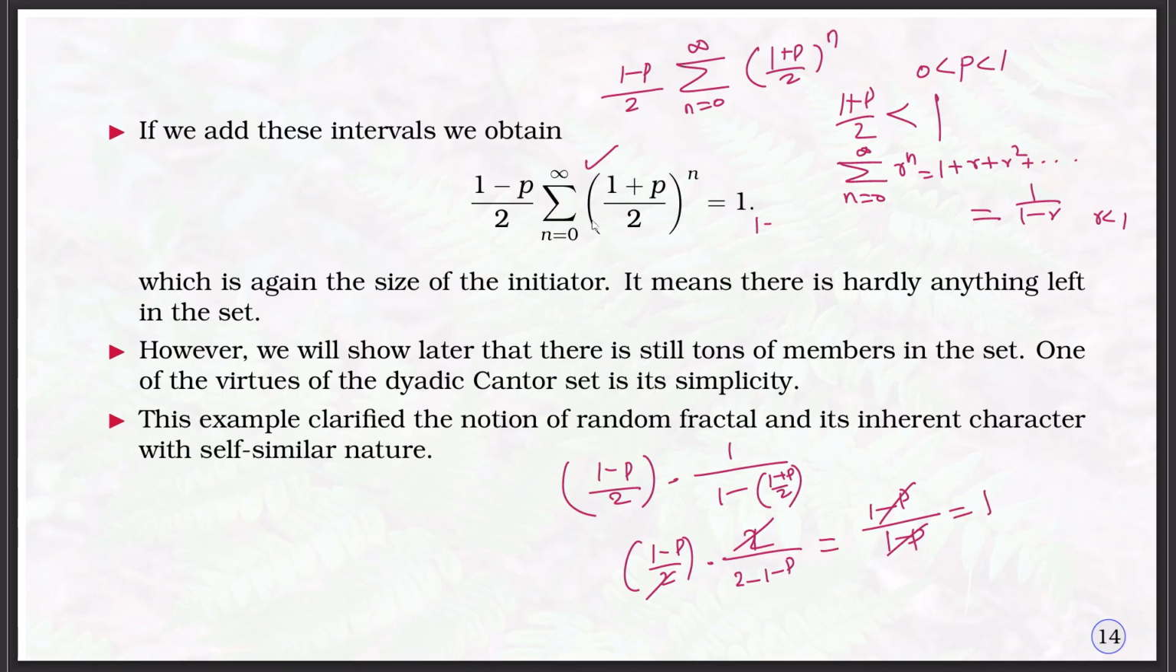So, what is this sum? This sum stands for the size of the initiator. It means there is hardly anything left in the set, nothing. However, we will show later that there are still tons of members in the Dyadic Cantor set. So, one of the virtues of the Dyadic Cantor set is its simplicity. This example clarifies the notion of random fractal and its inherent character with self-similar nature.